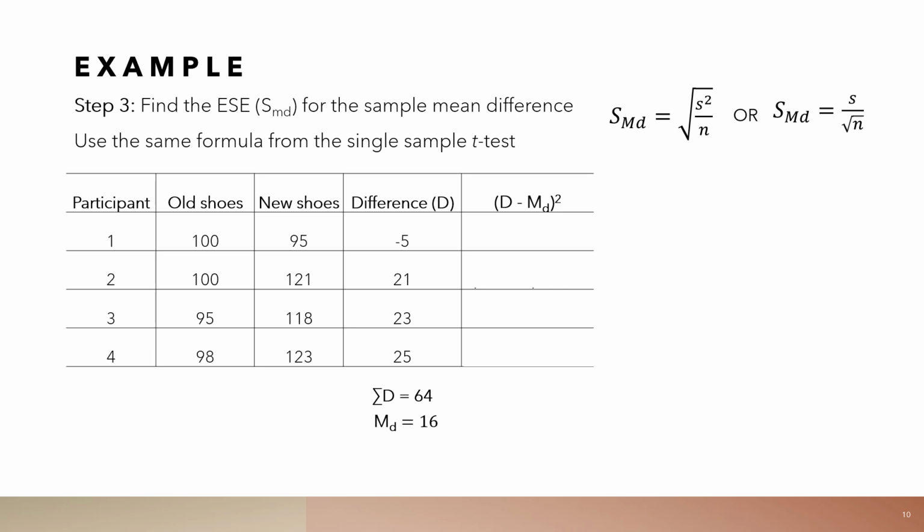So let's start the process of finding the sample standard deviation. You can review the Chapter 4 lecture for a more in-depth explanation, but we are going to start with finding the sum of squares.